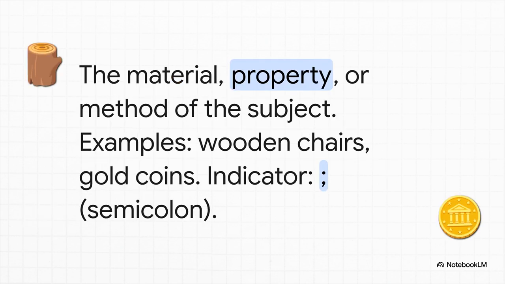Next is M for matter. This describes the material or the property of the personality. So if your subject is wooden chairs, chairs is the personality and wooden is the matter. It basically answers the question, what's it made of or what's it like?